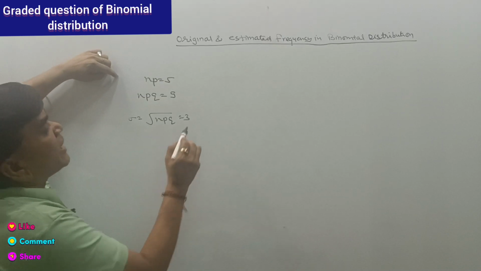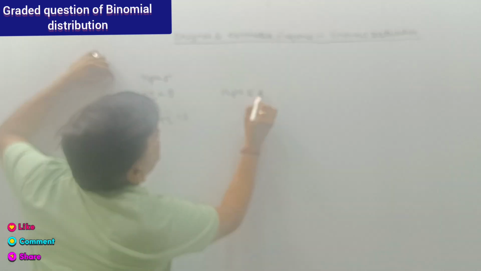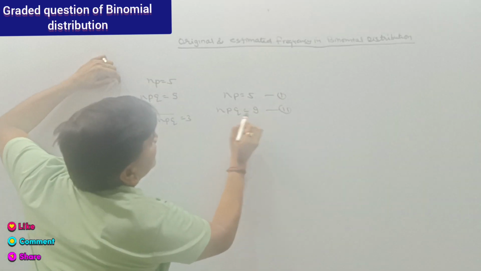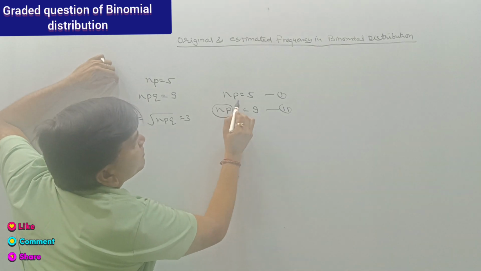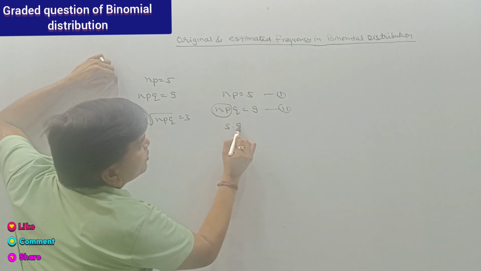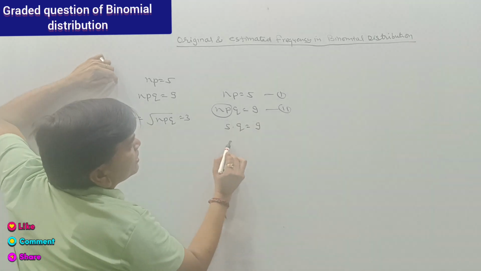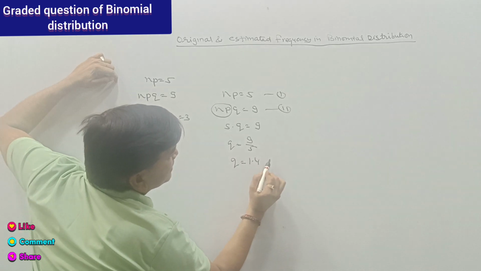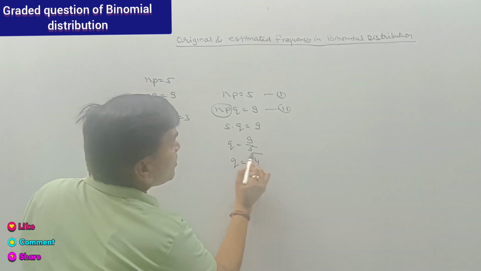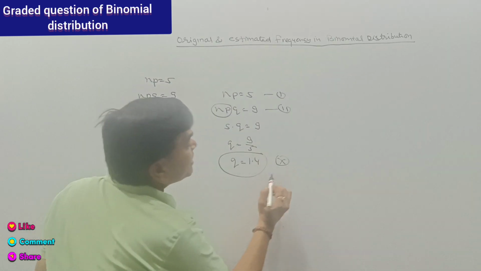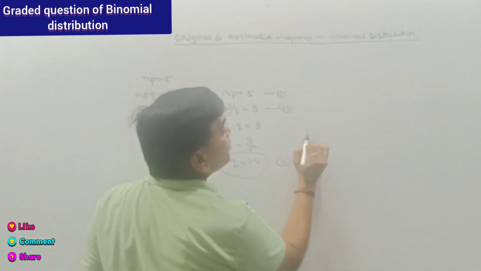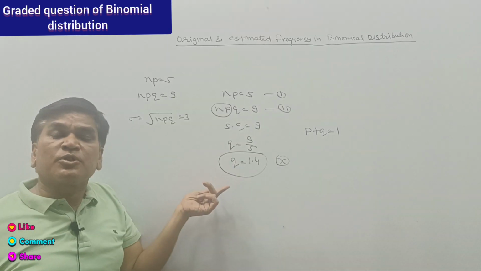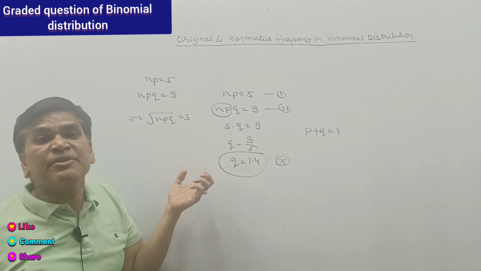As we saw, NP is equal to 5, equation number first, and NPQ is equal to 9, equation number second. So we will write the value of NP here: 5 multiplied by Q is equal to 9. So Q is equal to 9 upon 5, so the Q value is 1.8, and this is wrong. It means the calculation is wrong, because the value of P plus Q should be 1. If the Q value is more than 1, the P value would be negative.